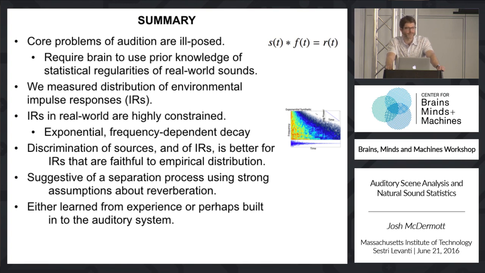Okay, so just to summarize what I've told you, I've argued that the core problems of audition are ill-posed scene analysis problems, and they require the brain to use prior knowledge of statistical regularities of real-world sounds. And I'm arguing that we should think of the perception of reverberation as this type of problem. So we measured the distribution of environmental impulse responses, and despite the diversity of the kinds of spaces that people encounter in their lives, we find that the impulse responses are pretty highly constrained, presumably due to the consistency of the kind of stuff that the world is made of.